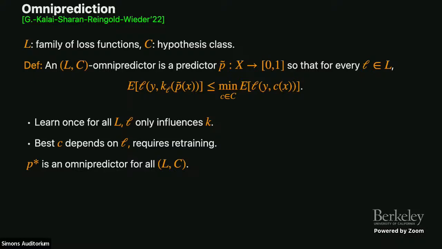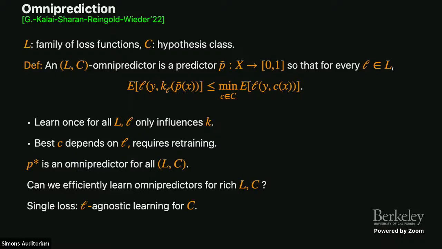So do these creatures exist? Well, we've already seen the answer to that. P star is an omnipredictor for all L and C. So the real question here is of efficiency, both computational and sample complexity theoretic. Can we efficiently learn omnipredictors for rich classes of L and C? So to just set some baseline for what we should expect in terms of the hardness of this task, let's ask what happens in the case when L contains only a single loss, like say the squared loss. Right? Now we are exactly in the setting of agnostic learning for C with regard to some loss function L. So this notion that we're proposing is at least as hard as agnostic learning. And so if you're not able to do even just agnostic learning for C, it seems very unlikely that you'll be able to have omniprediction.